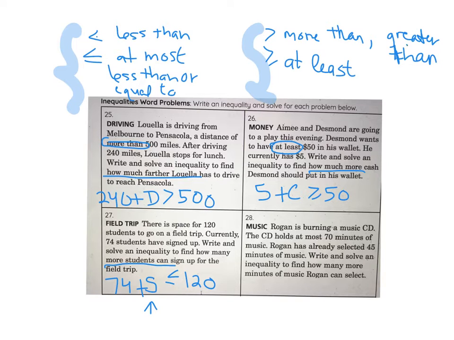Number 28. Again, you read it and you find the expression at most. So I know that it has to be less than or equal to, according to my key, less than or equal to 70. You already selected 45 minutes of music, but they want to know how many more minutes of music can you select. So how many more minutes? So long as it adds up to 70 or something less than 70.